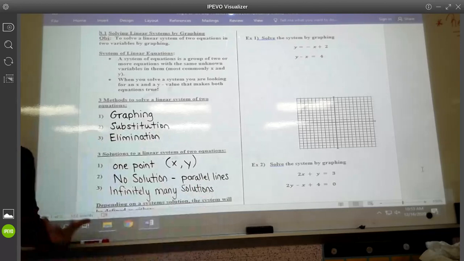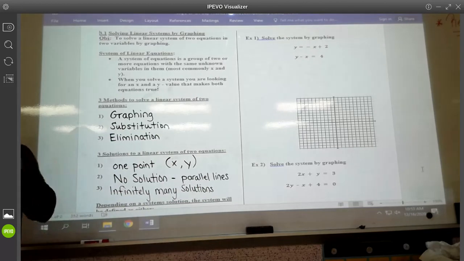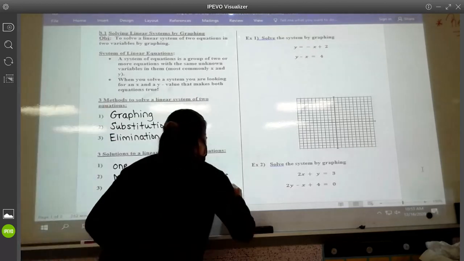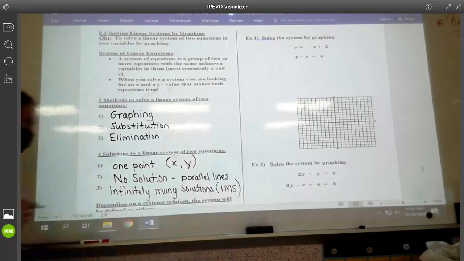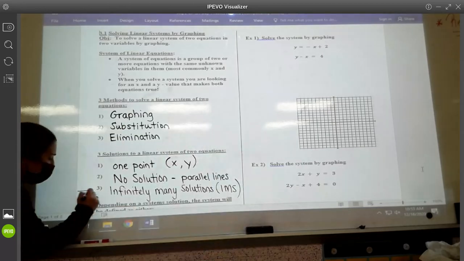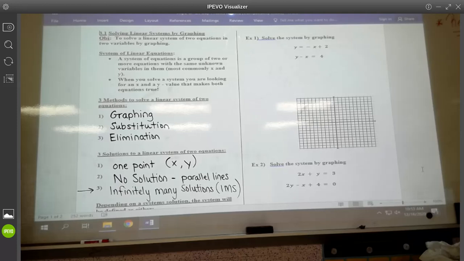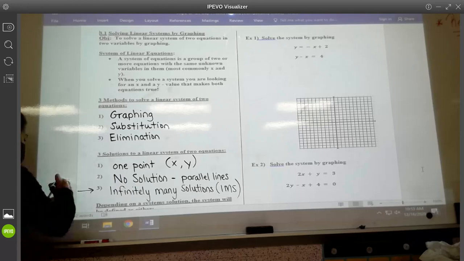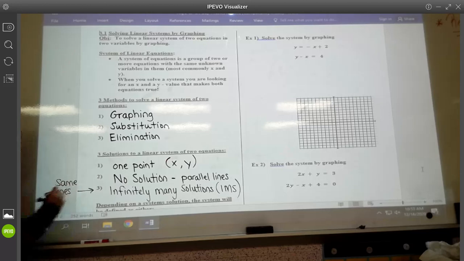Guys, that's a mouthful, so usually I just shorten that to IMS. And again, the reason you would get infinitely many solutions is because they end up being the exact same line. Okay?